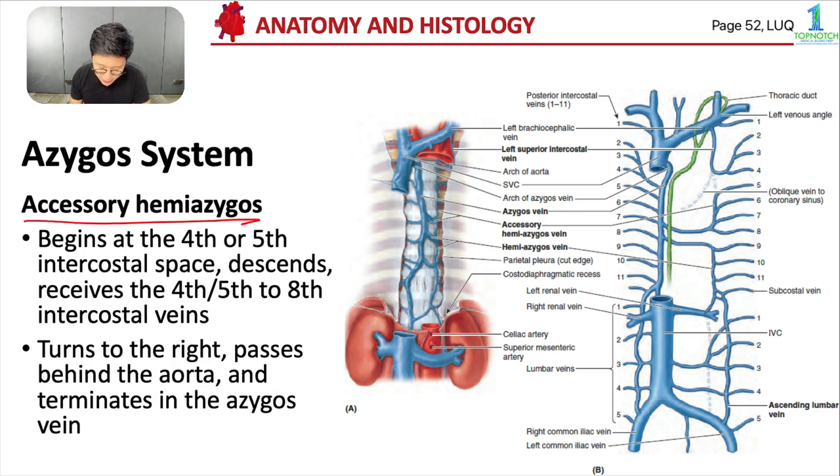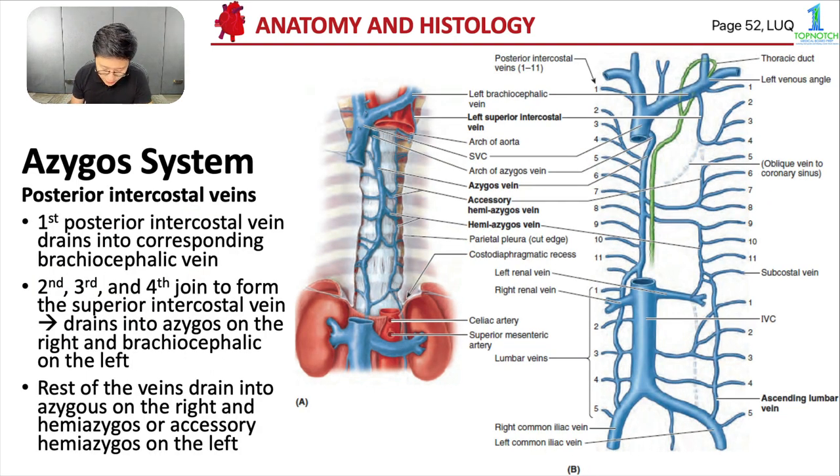Your accessory hemiazygous begins at the 4th or 5th intercostal space, descends, receives the 4th or 5th to 8th intercostal veins. So ito siya. And then it descends. So ito si accessory hemiazygous. And it turns to the right, passes behind the aorta, and terminates into the azygous vein.